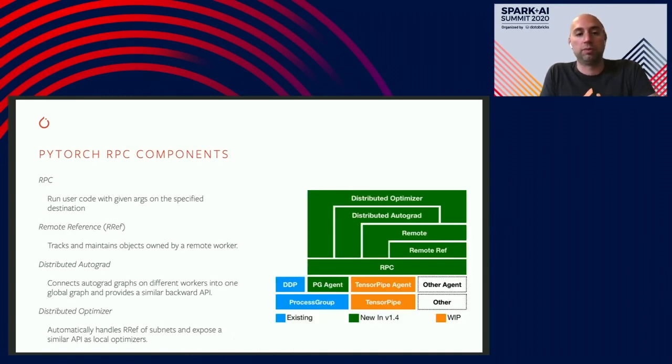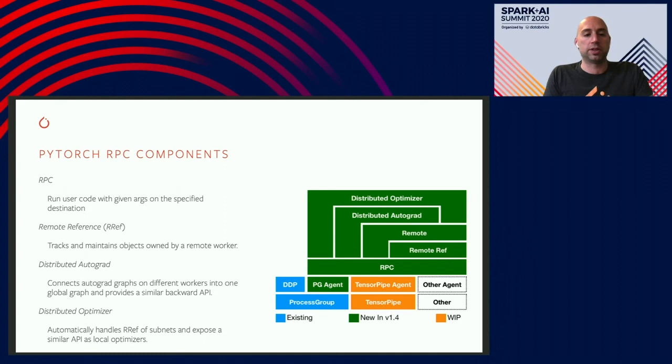So let's talk more about what's actually encompassed in this API. This was released initially in PyTorch 1.4, which was earlier this year. And basically, there's four things that make this up. First, the RPC, which is really the user code that you give arguments to, and you have a specified destination, pretty straightforward. There's this concept of a remote reference, which basically tracks and maintains all the objects owned by remote workers. There's an API for distributed autograd. As I mentioned, PyTorch has this concept of auto differentiation, that it basically tracks things in a graph as it executes and back propagates through that graph.